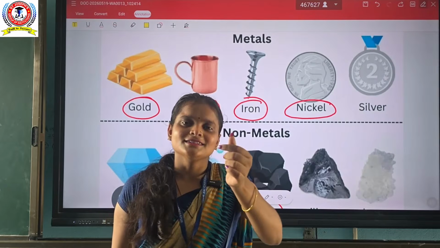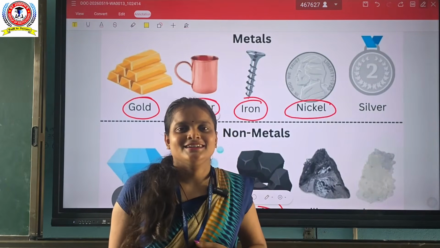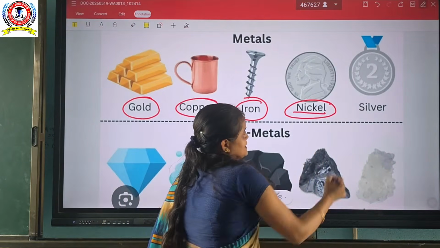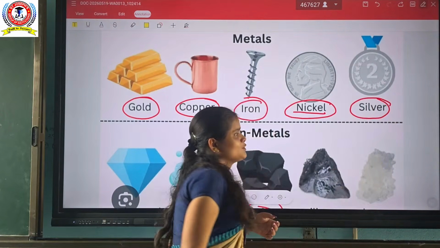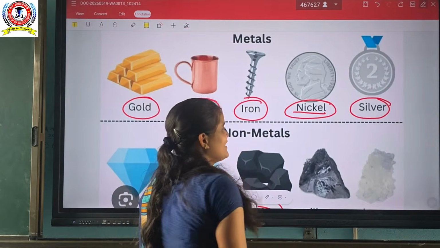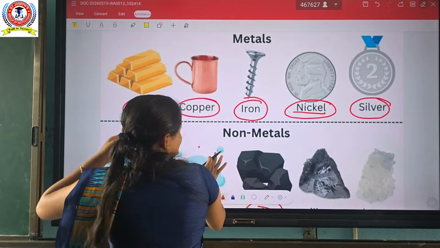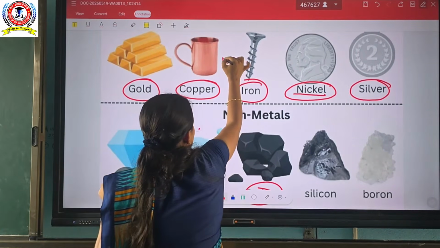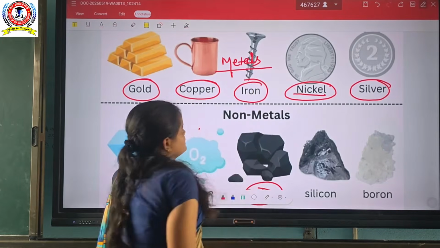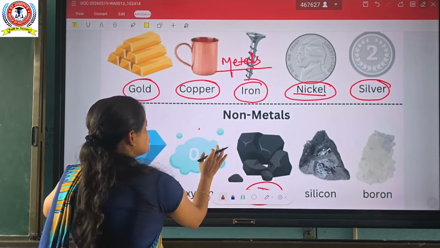Coin, look, coin. 5 rupees, 2 rupees, 10 rupees coin. Okay, these are metals. Silver. So did all of you get your silver medal or gold medal in the Olympiad exam? All of you qualified better. So these are the examples of metals. Okay. Now go to non-metal.